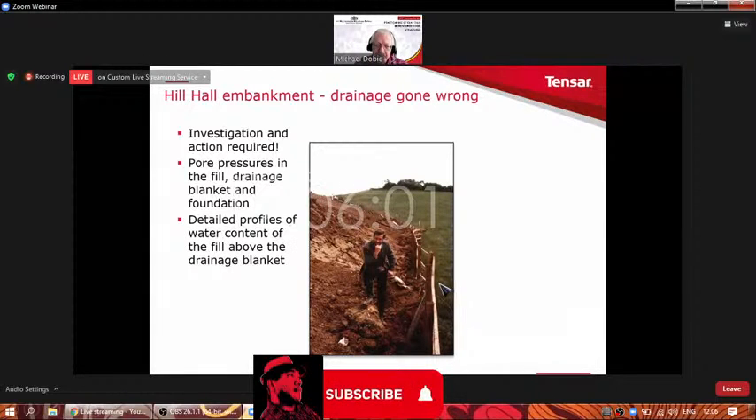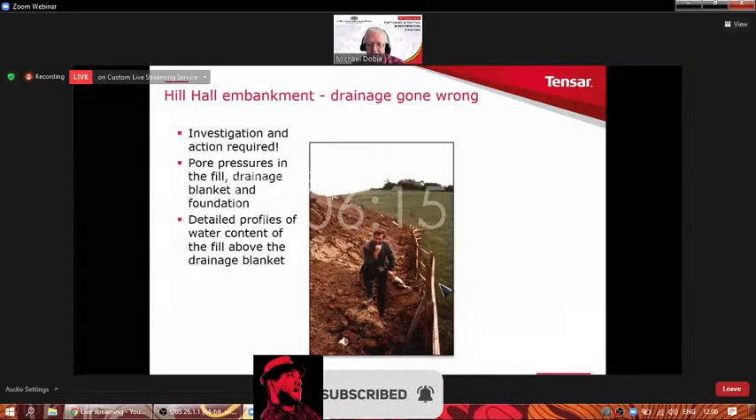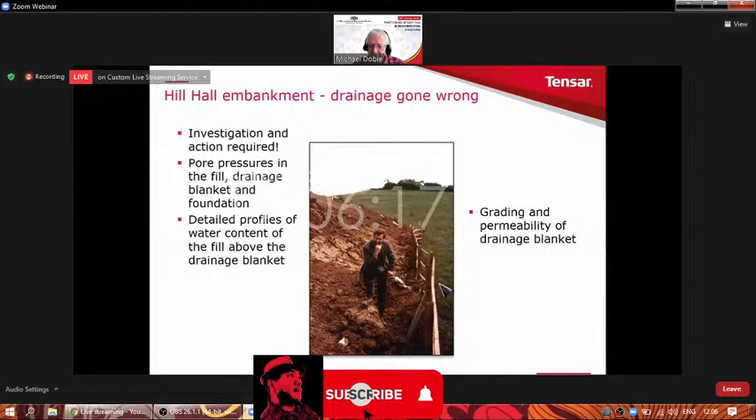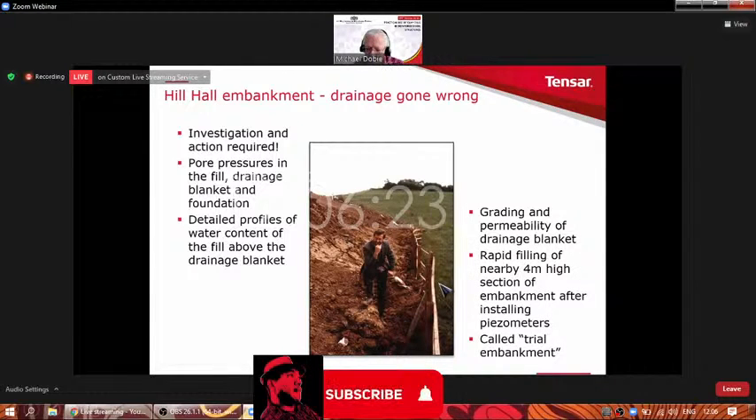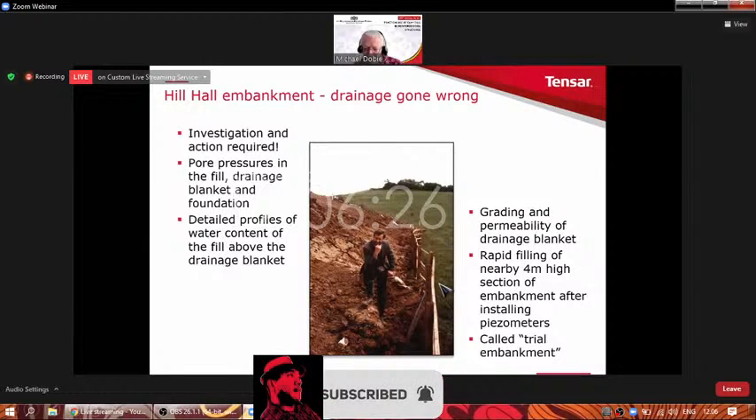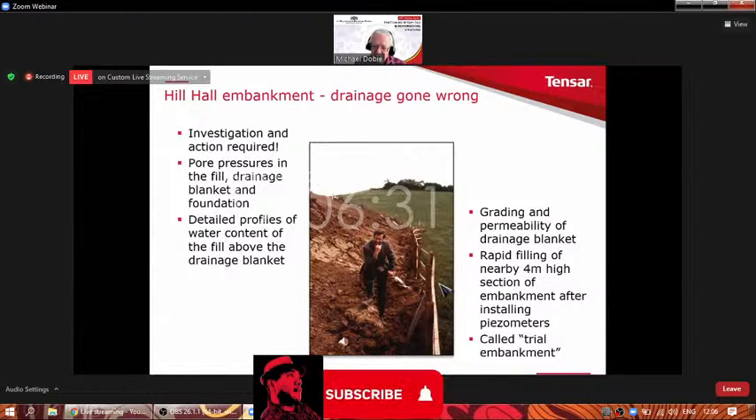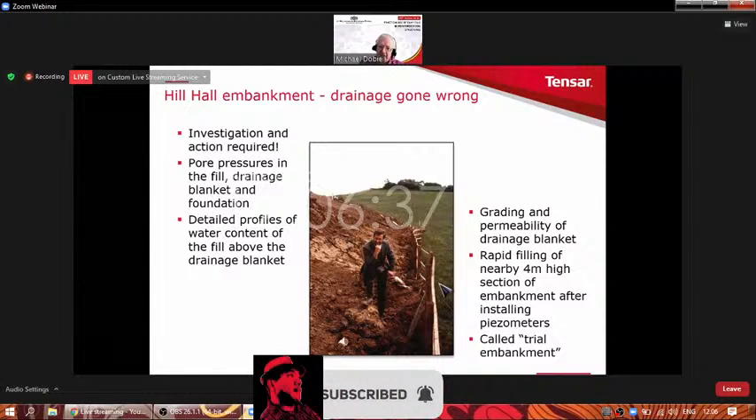So one thing that was done, some very detailed profiles of water content were made, literally taking samples at very, very small spacings, just millimeters above the drainage blanket, to look at the distribution of the water content. A careful look was made at the grading and permeability of the drainage blanket. But then what was very interesting was that nearby there was an existing section of embankment which had only reached 4 meters high. And so it was decided to install some piezometers into this and then place another 4 meters of fill very quickly. And this was referred to as the trial embankment.